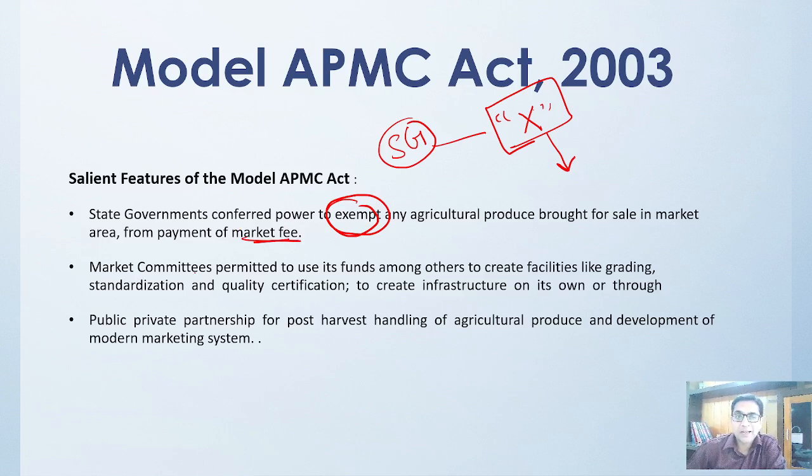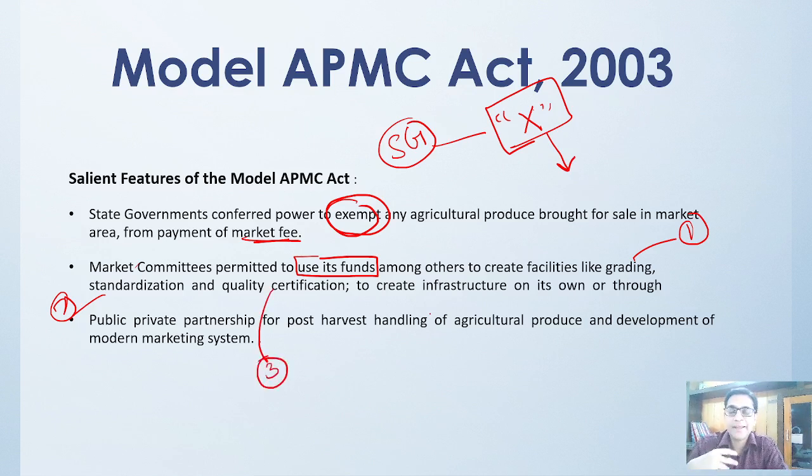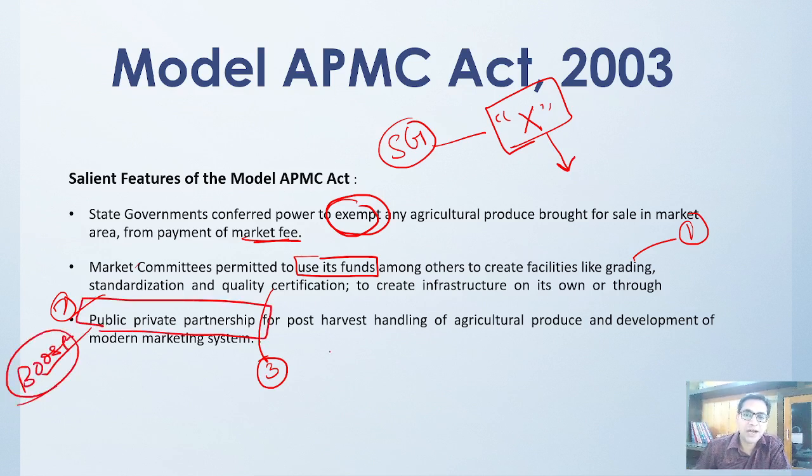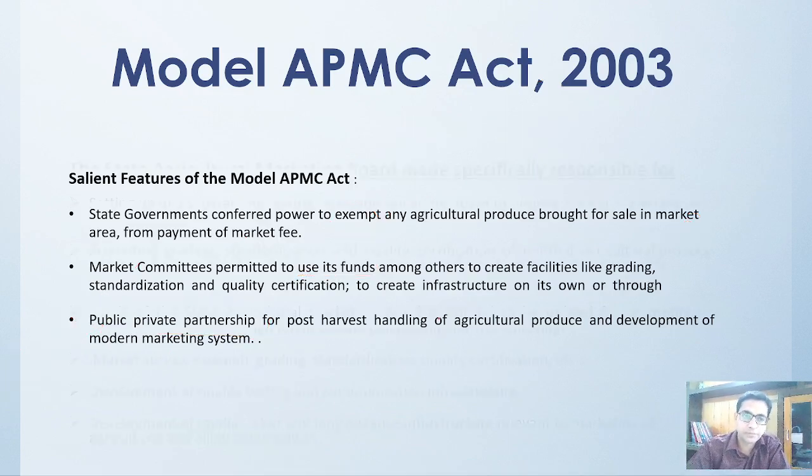Okay, so market committees are also permitted to use their fund to create various marketing infrastructure, like grading infrastructure, standardization, quality certification. All these things the market committee can utilize this fund for, and they can use the fund for creation of this infrastructure. Public private partnership for post harvest handling of agricultural produce and development of modern markets was also given a boost over here, right?